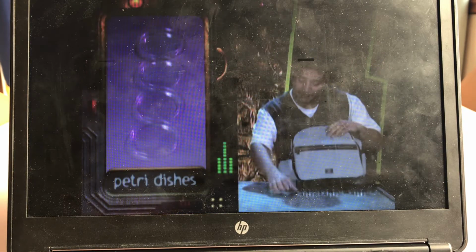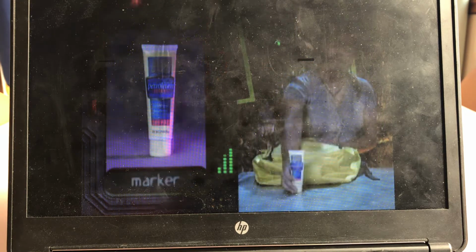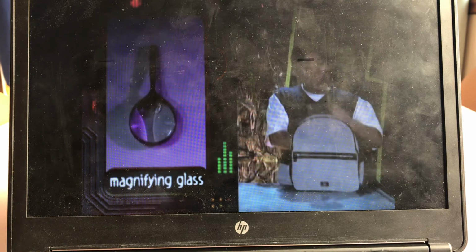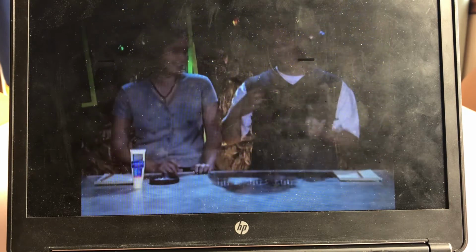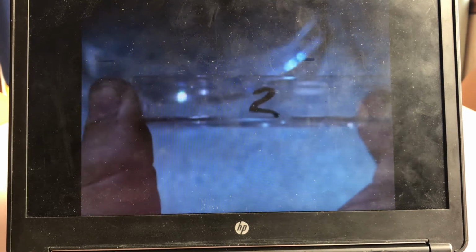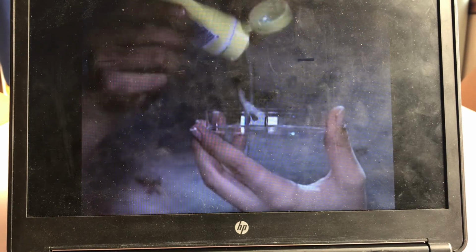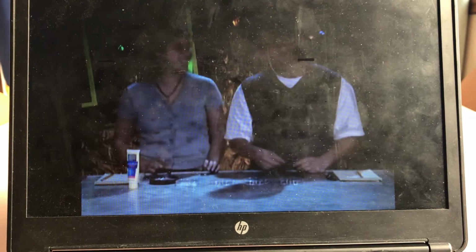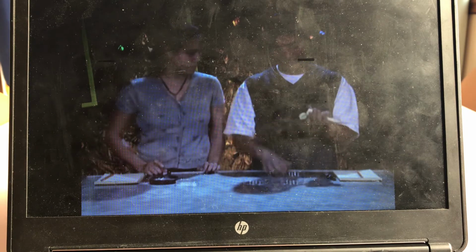You'll need 4 Petri dishes and 1 Petri dish cover, petroleum jelly, a marker, a notepad and pencil, and a good magnifying glass. First, use your marker to number the Petri dishes 1, 2, 3, and 4. Now, coat the bottom of Petri dish number 1 with petroleum jelly and quickly cover it with the Petri dish cover. This dish will act as your control, what you will compare to your other samples. You can set this dish aside for now.